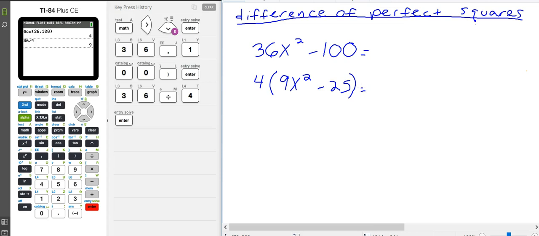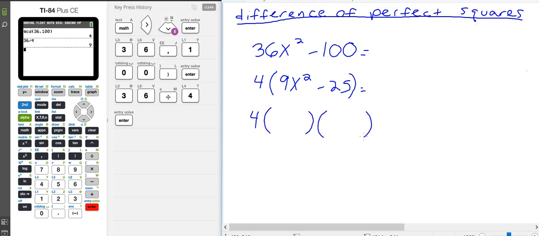Why? Because inside the parentheses, you have no more GCF because you just took out a GCF, but you still have the difference of two perfect squares. 9x squared is a perfect square, and 25 is a perfect square, and they're separated by a minus sign, so that is the difference of two perfect squares. So let's bring down the 4. We don't want to forget about the 4.